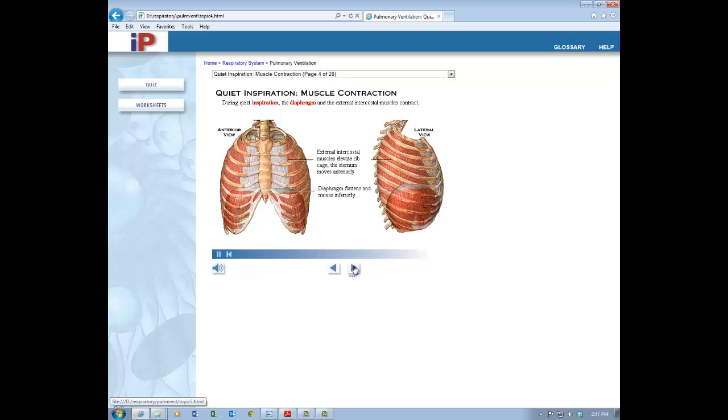As we learned from Boyle's law, increasing the volume decreases the pressure within the thoracic cavity and the lungs. Click either illustration to repeat inspiration.